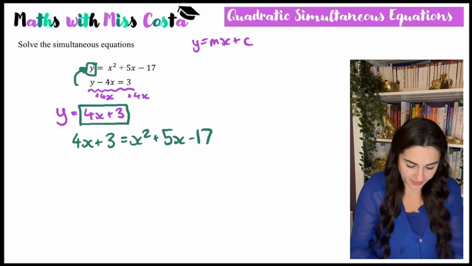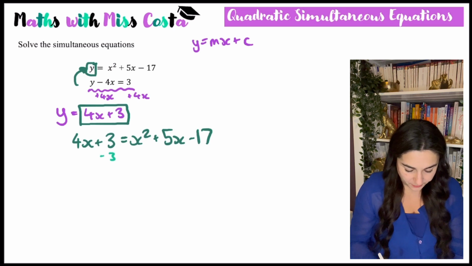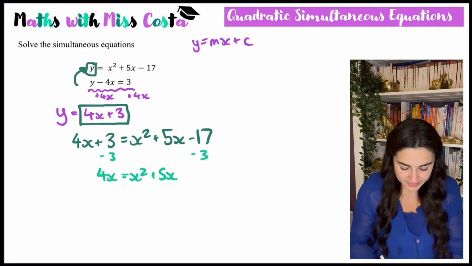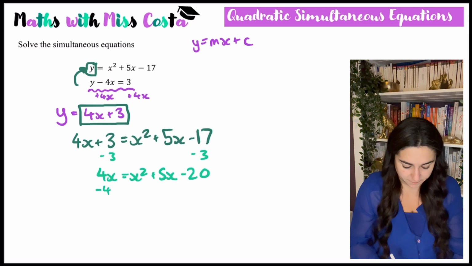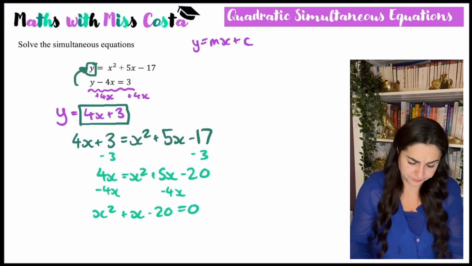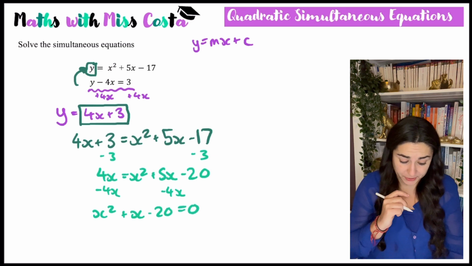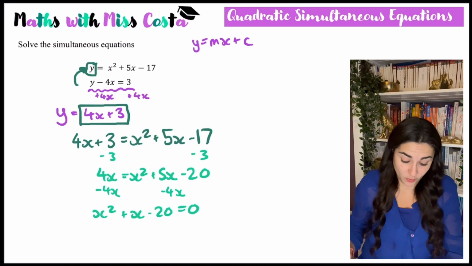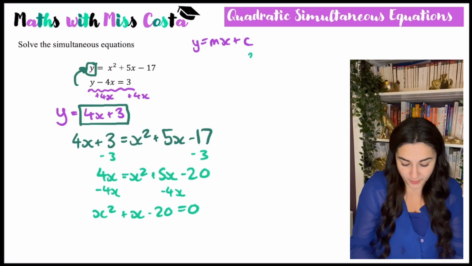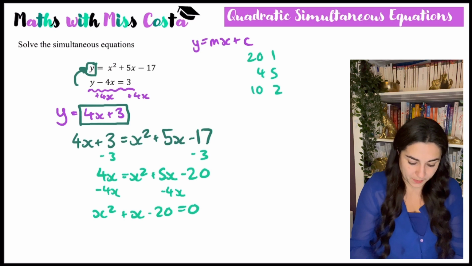So let's rearrange here. I'd take 3 from both sides, so 4x is x squared plus 5x take 20, and then I'm going to take 4x from both sides as well, so x squared plus x take 20 equals 0. So now what I want to do is factorise this to solve it like I would with any kind of quadratic. So the factors of 20, I've got 20 and 1, or 4 and 5, or 10 and 2, but I can see that I need to form a positive x.